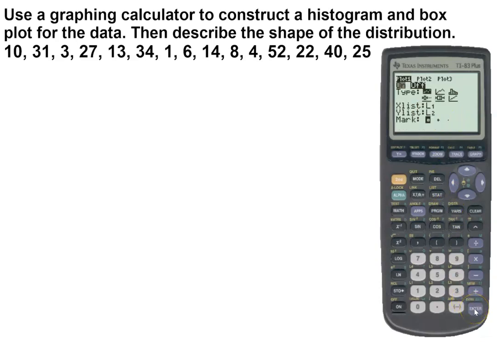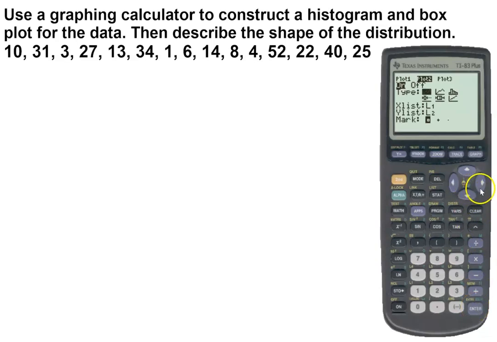I can hit enter. I want to turn that one on, and I'm going to make this my histogram. So if I go over and then down, the histogram is the one with all the bars. So I'm going to hit enter. I just want to verify that I'm using the X list where I put my data in, which was L1. Now I'm going to go back up to my plots, and I'm going to turn plot 2 on, and I'm going to make this my box plot.